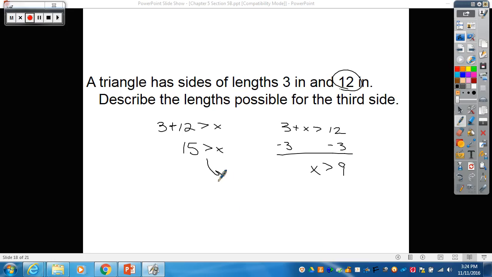So the range of possibilities has to be greater than 9 and less than 15. Just like that. If you flip the inequalities, make sure you flip them back around, but that's what I'd be looking for.